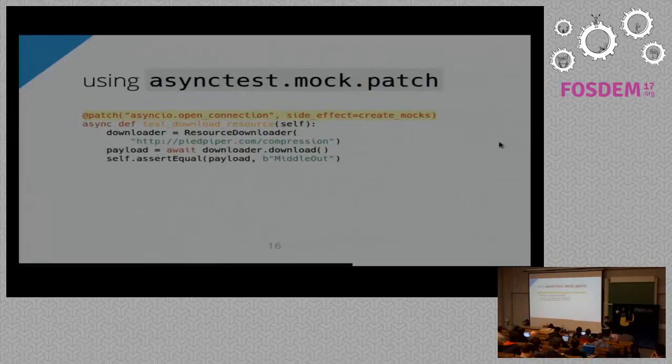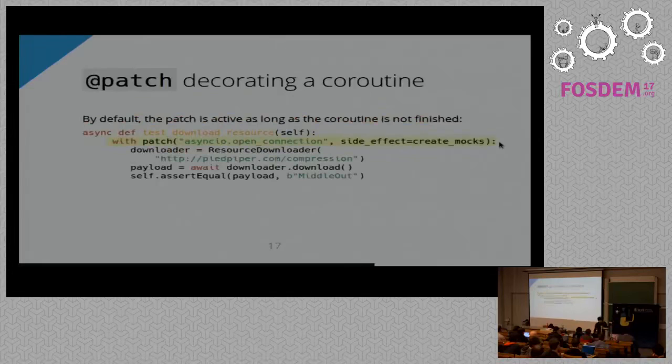So now that I know how I can create my mocks, I want to use them. So I use the feature of unittest called patch. Patch will temporarily replace the symbol you want to use with a mock. Here we've got open connection, which will be replaced by a mock, which will return as a result the result of my previously defined function create mocks.